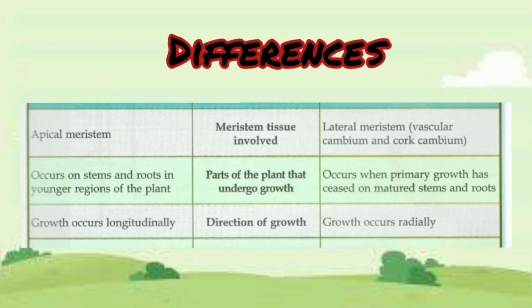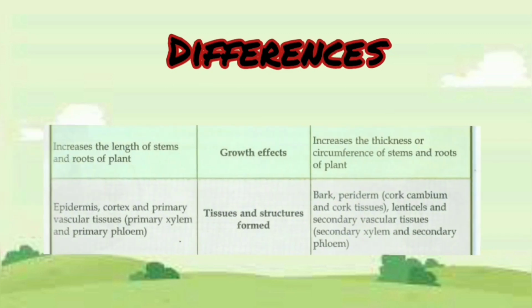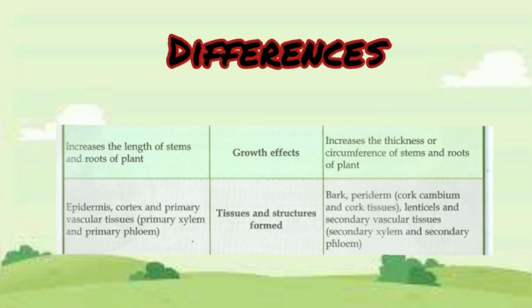Next, direction of growth. For primary, growth occurs longitudinally, and for secondary, growth occurs radially. Next is growth effect. For primary, increase the length of stem and root of plant. For secondary growth, it is increase the thickness or circumference of stem and root of plant. Next is tissue and structure formed. For primary, it is epidermis, cortex, and primary vascular tissue. And for secondary, it is bark, periderm.